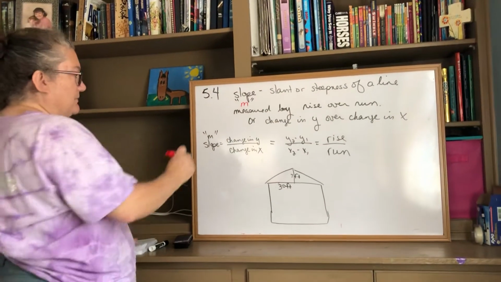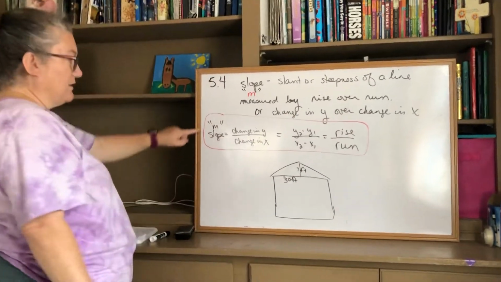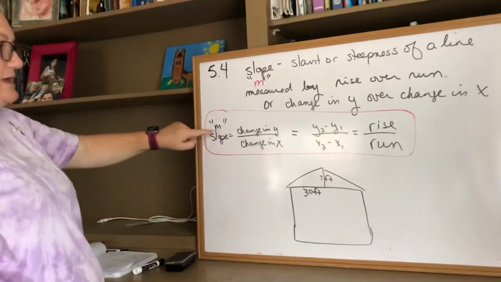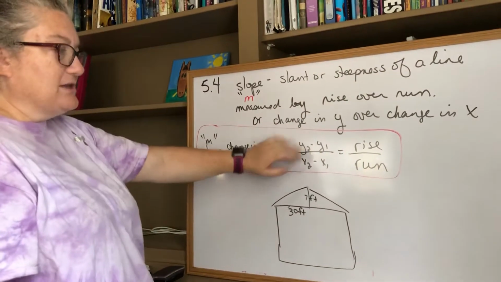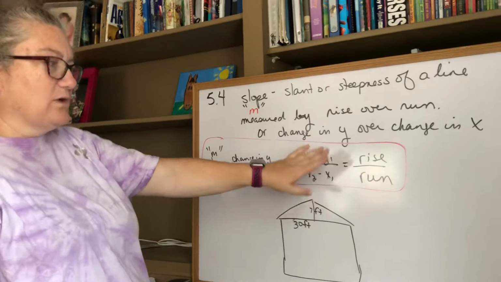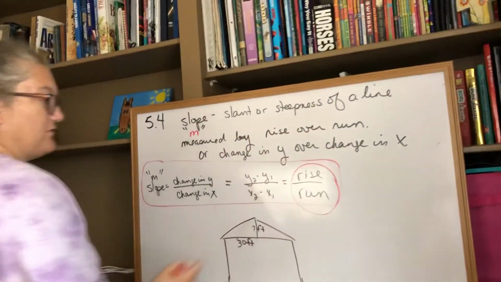Now here is the breakdown of the equation. We say slope, or M, equals the change in Y over change in X, which is Y2 minus Y1 over X2 minus X1, or rise over run. Now we're going to start by just using this rise over run to find slope.